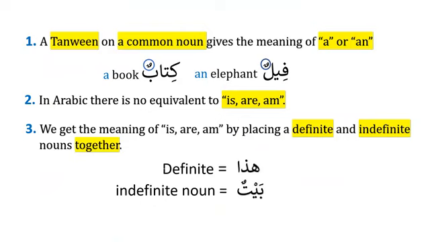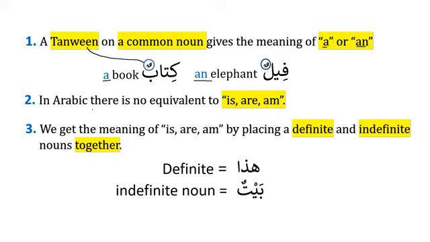Now, if you remember, we discussed in detail that tanween can be dhammatan or fathatan or kasratan. When we have a tanween on a common noun, an-nakira, an indefinite common noun, it gives the meaning of a or an. How do we get the meaning of a or an? In Arabic, we don't really have anything that can be compared to a or an. So that's why we have to use this tanween. So when we say kitabun, it means a book, and filun, it means an elephant, as we can see over here.